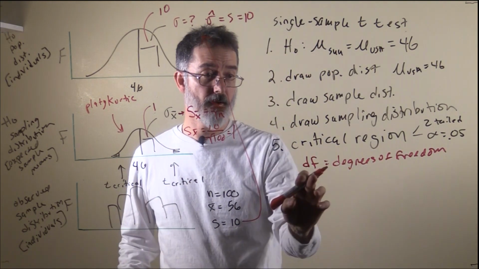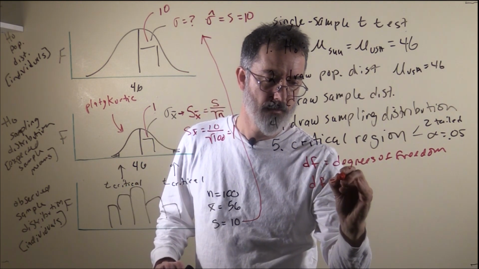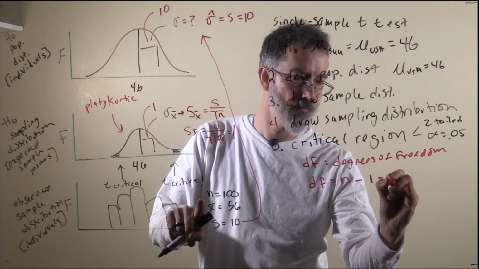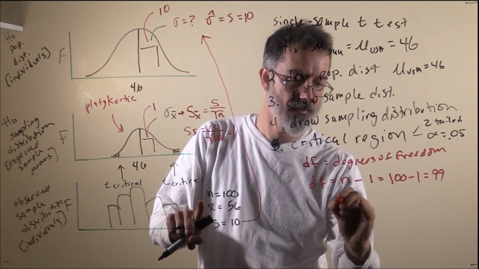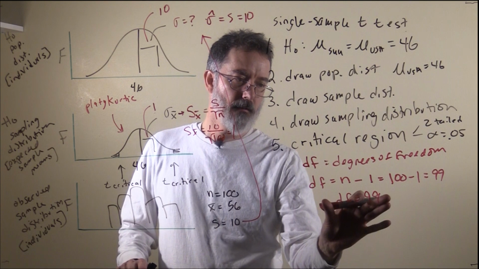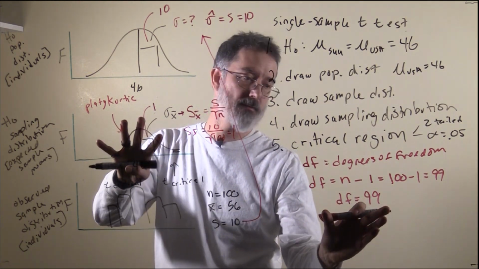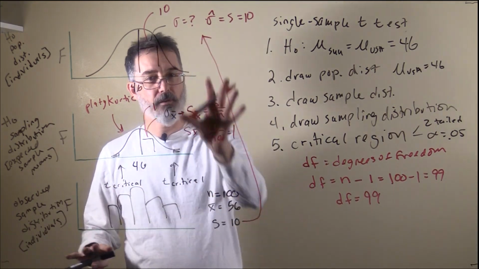And the formula for the degrees of freedom for one sample t-test is really easy. It's the sample size minus 1. So in this case, we have 100 minus 1 is 99. So our degrees of freedom are 99. And I'll explain later on a little bit more about the shape of the t distribution and more about degrees of freedom. I'll come back to that later on. Right now, I just want to go through the steps.